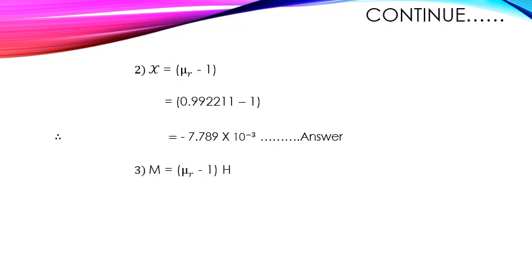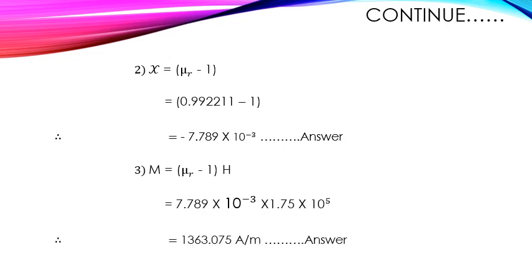Then magnetization, M is equal to mu R minus 1 multiplied by H. So put the value of relative permeability mu R and field strength H. The final answer of magnetization is 1363.075 ampere per meter. So these are two simple examples of magnetic materials to find out the permeability, magnetization and susceptibility. Okay.